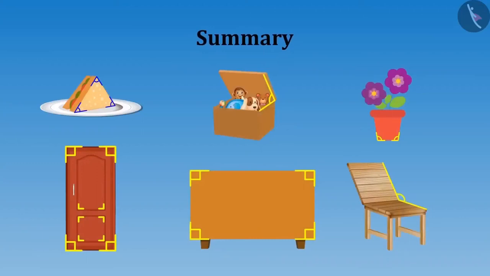In this video, we have identified right angles, angles less than a right angle and angles greater than a right angle among the objects around us along with Riva and Meena. Now you too can identify these angles around you along with your friends.